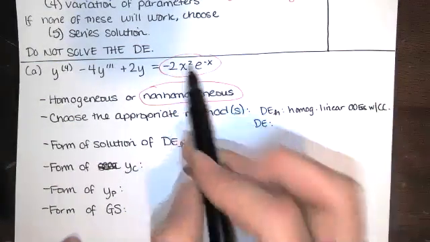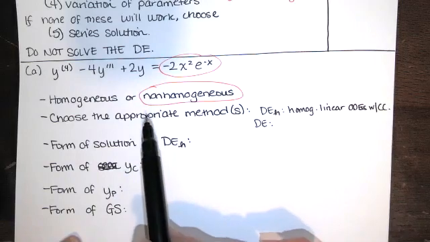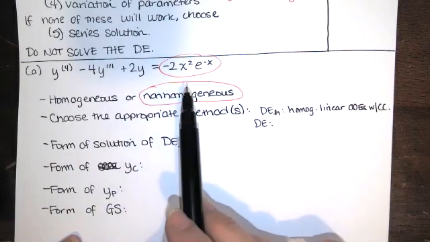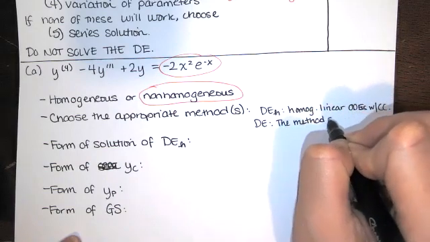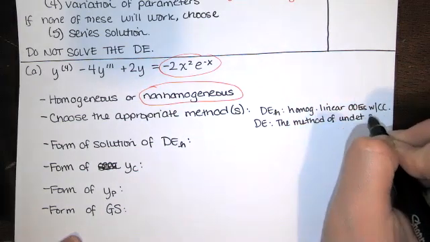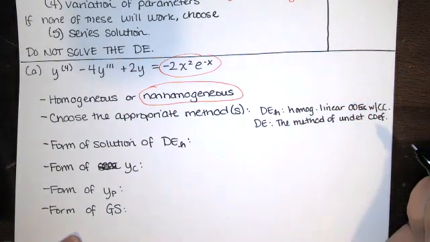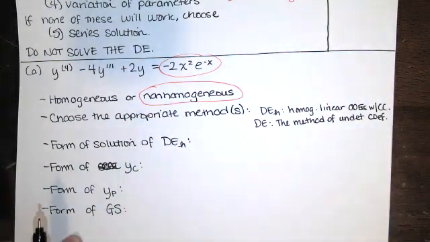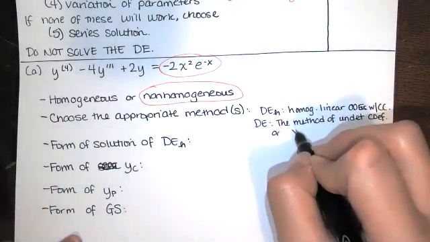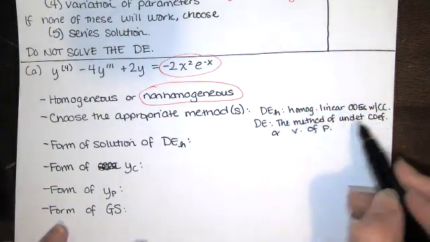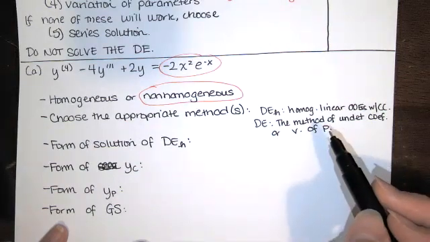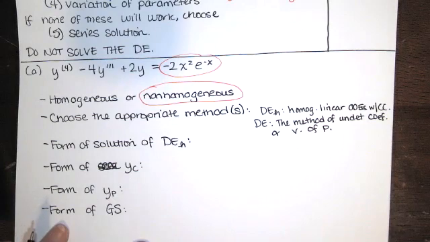The right-hand side is a polynomial times e to the negative x. I would recommend using the method of undetermined coefficients for this. But since it is non-homogeneous, you could also use variation of parameters. I would recommend the first one, but variation of parameters will always work for a non-homogeneous equation as long as you can find a fundamental set of solutions to the corresponding homogeneous equation.